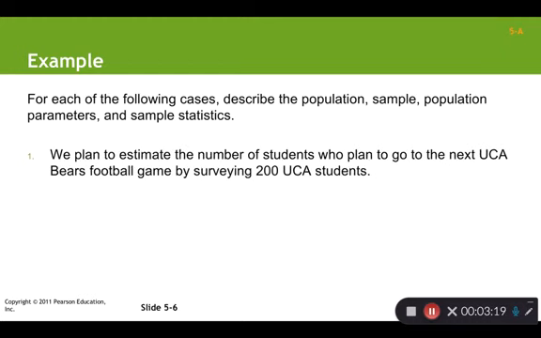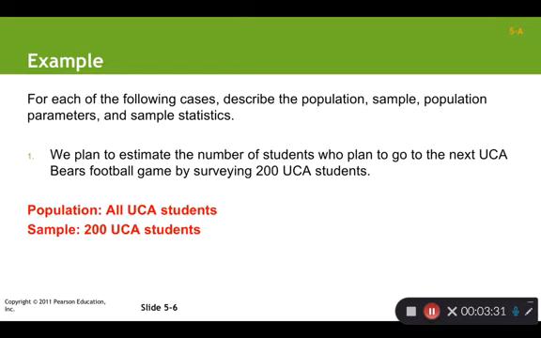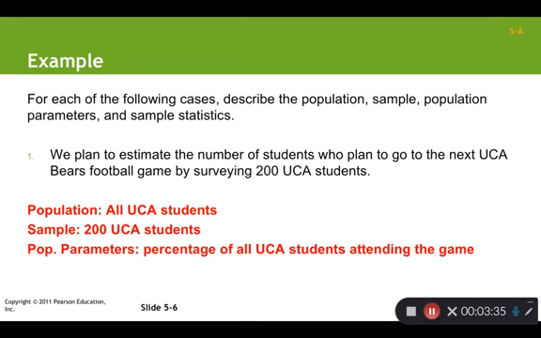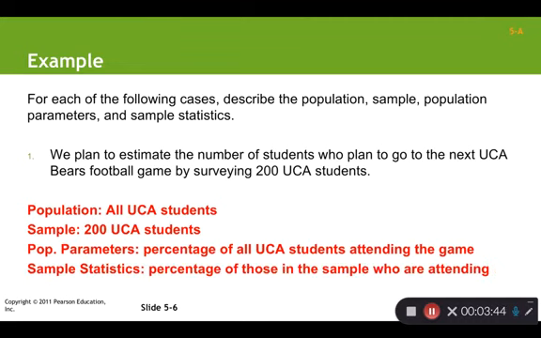So here's another example. We plan to estimate the number of students who plan to go to the next UCA Bears football game by surveying 200 UCA students. The population in this case would be all UCA students. We're not going to be able to ask all of them, so we asked 200 UCA students instead for the sample. The parameter, I'm trying to figure out the percentage of all UCA students who will attend the game, but I only asked 200 people, so the statistic will end up being the percentage of those in the sample who actually attend.